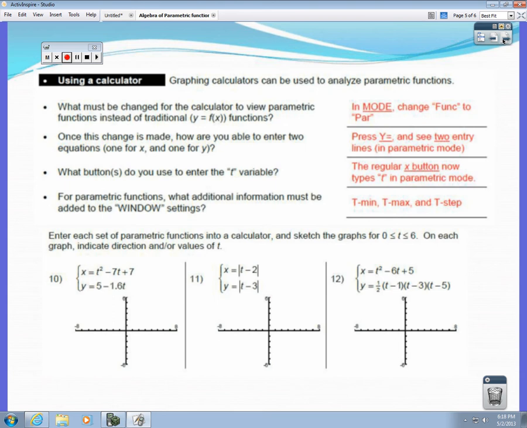Now the last thing that we're going to talk about in this lesson is how to use the calculator. You can graph parametrics on the calculator, but you have to change the mode. So if you would, copy down the notes that are at the top. See if you can follow those to graph 10, 11, and 12. Pause the video here, write the notes, try to graph 10, 11, and 12, and then I will show you on the next slide what the answers for 10, 11, and 12 look like. If you're not getting it to work out, come see me in tutoring so that I can show you on the calculator where to find these things.